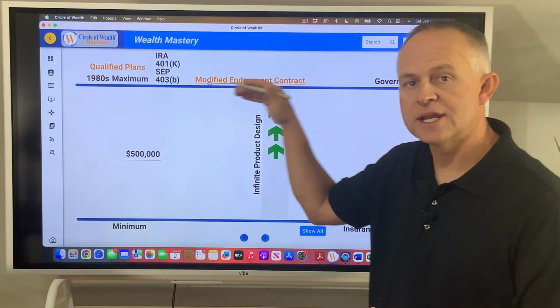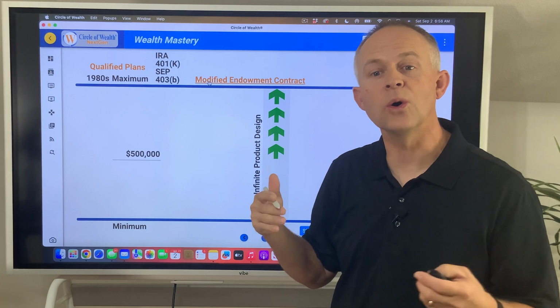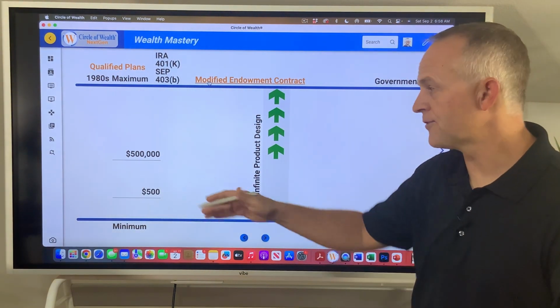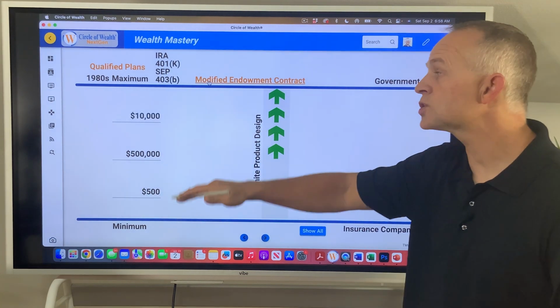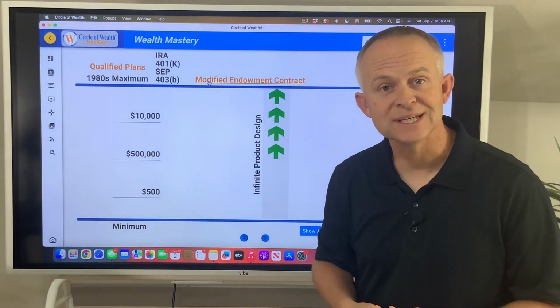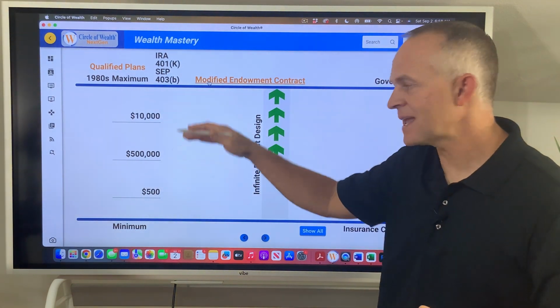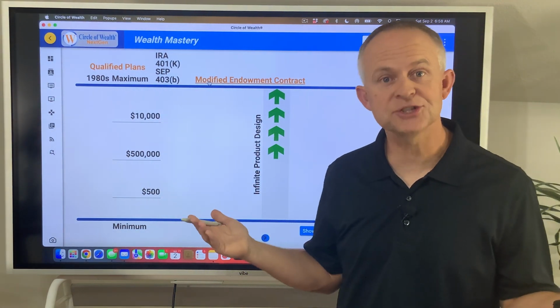and they put this maximum line on life insurance. So you could pay $500 a year for this $500,000 of life insurance, or you could pay $10,000. Now, why in the world would you pay $10,000 for something that you could get for $500?